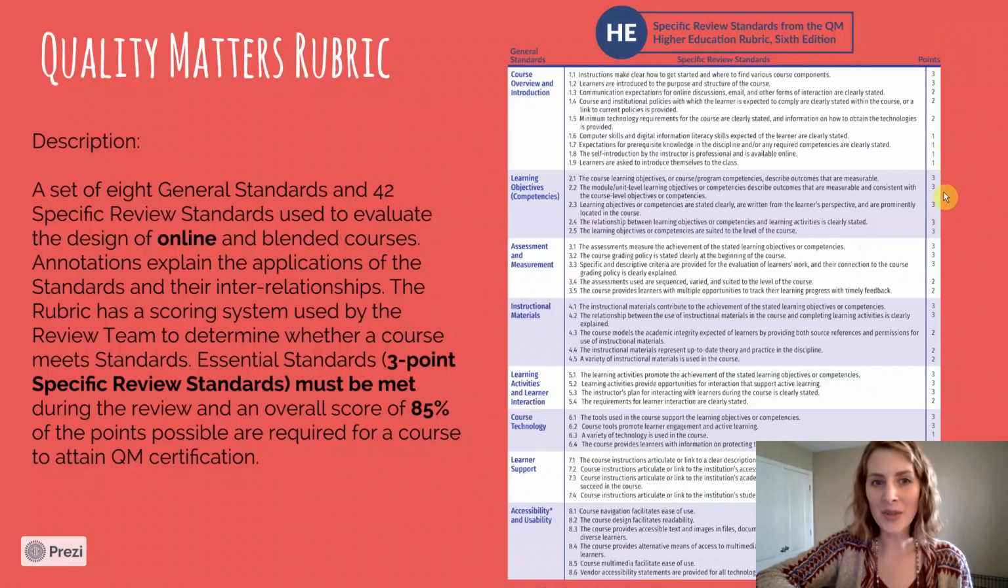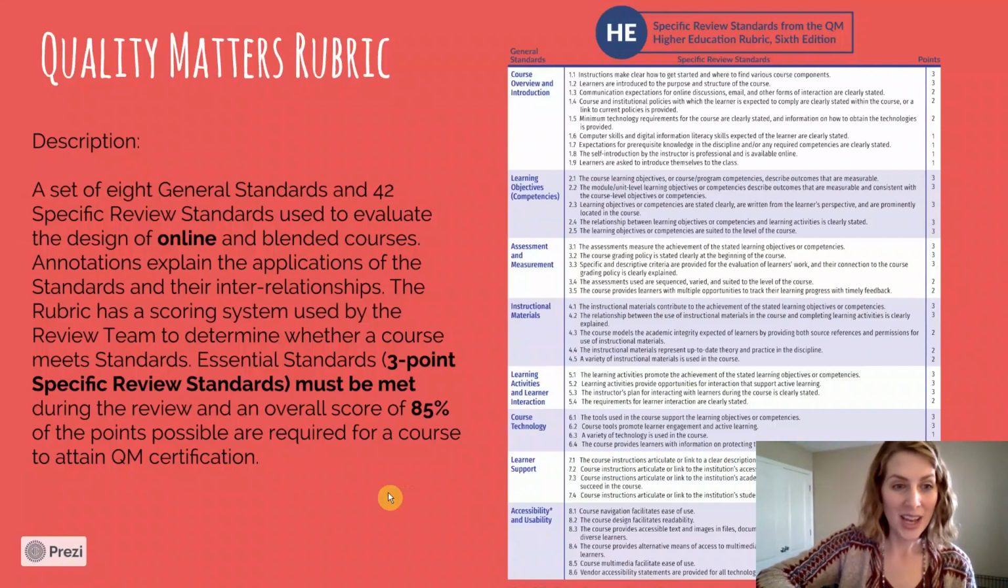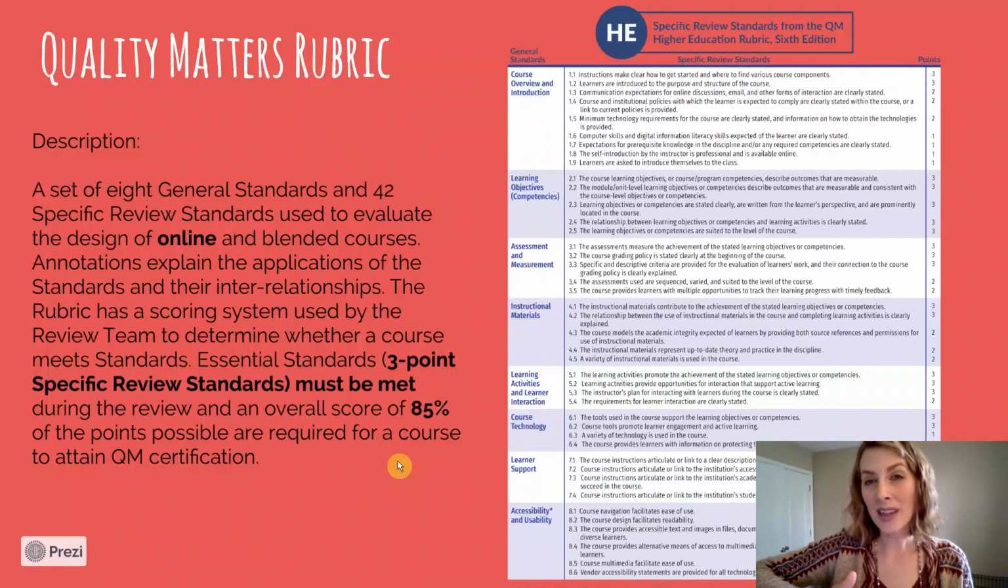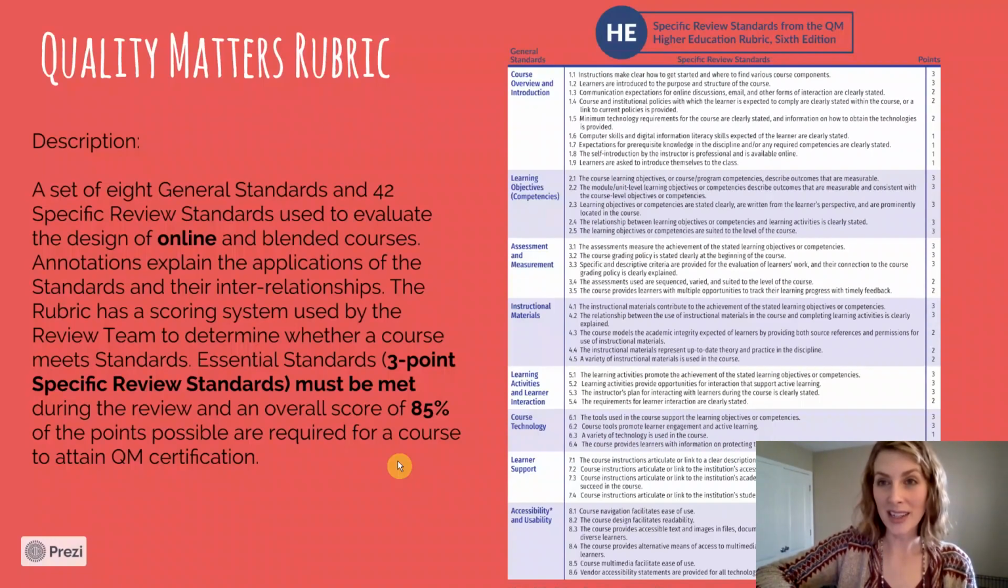And you can see that each general standard really has several 3-point categories that we were wanting to get a yes on, in all those, to receive those 3 points. Again, we wanted to receive 85% of these possible points, and there are 42 specific review standards that are embedded within those general standards. This is for online and some hybrid blended course models, and it really ensures that the quality is high and that everything is designed as needed for expectations in higher ed.